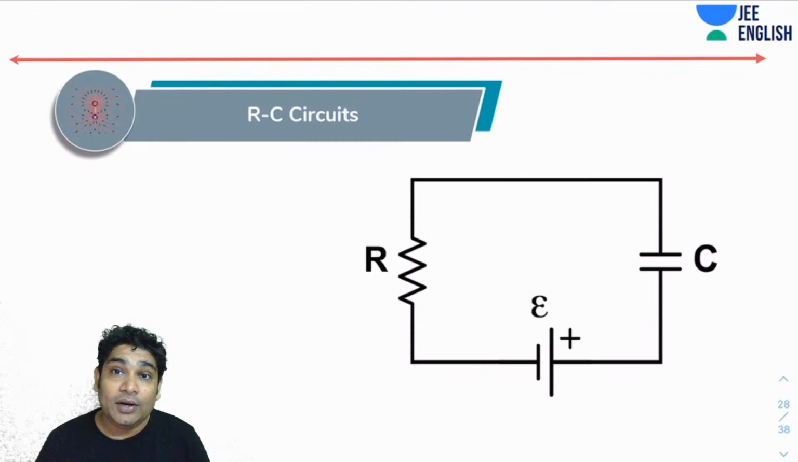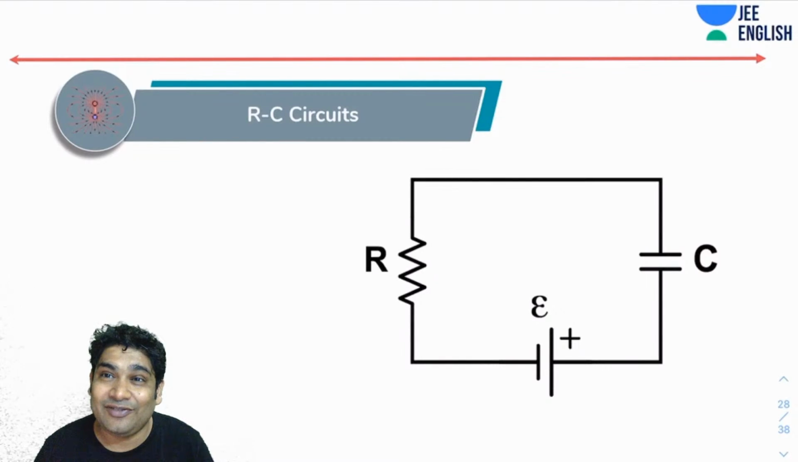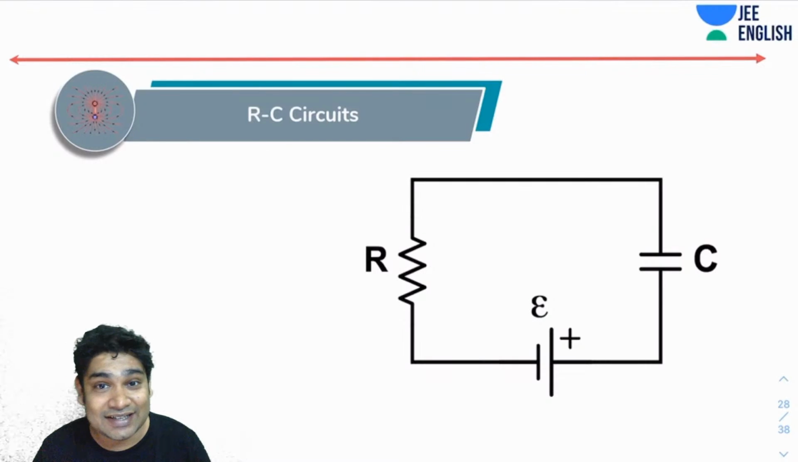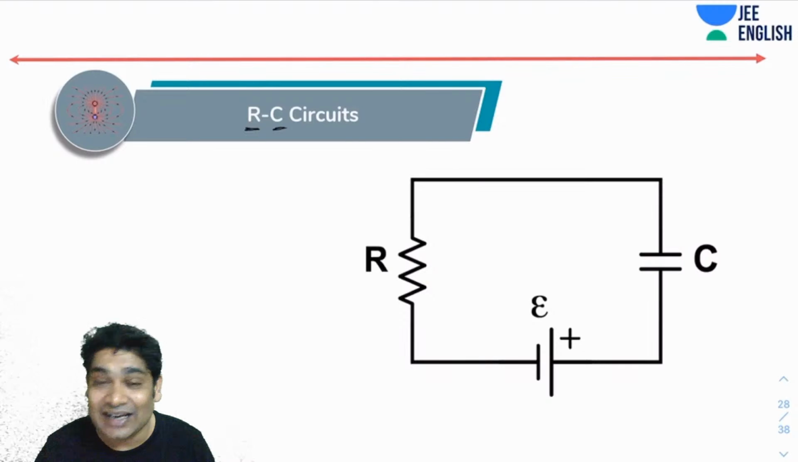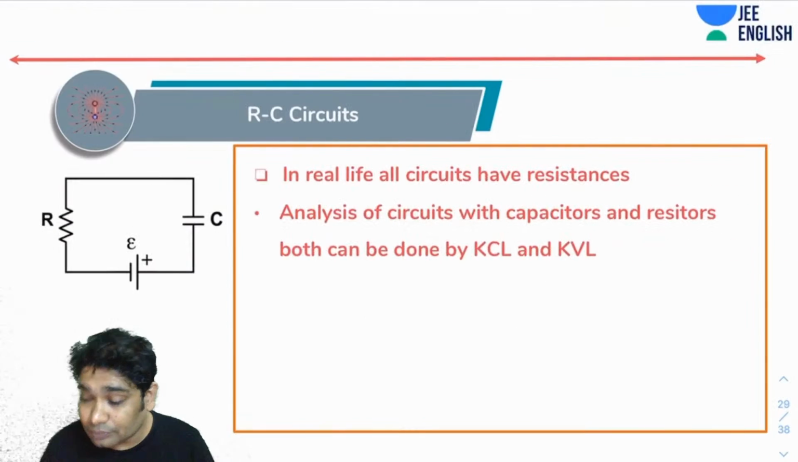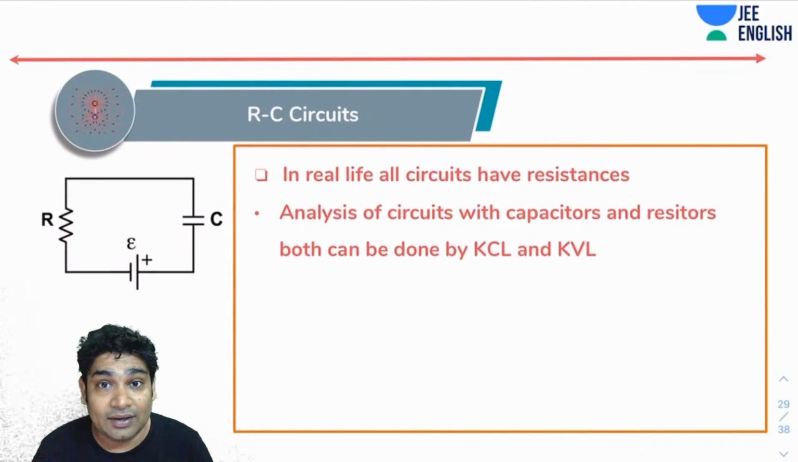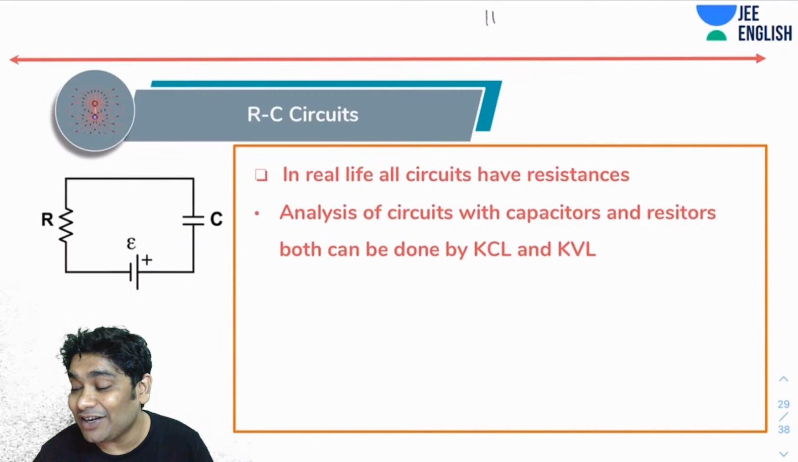Now, next, I wanted to start the discussion with RC circuits. I think we still have around 10 minutes left. So, what are RC circuits? RC circuits are nothing but circuits which contain both resistors and capacitors. Earlier, in the circuits that we were talking about, you have a capacitor, and if you want to charge it, you connect it to a battery. It gets charged instantaneously.